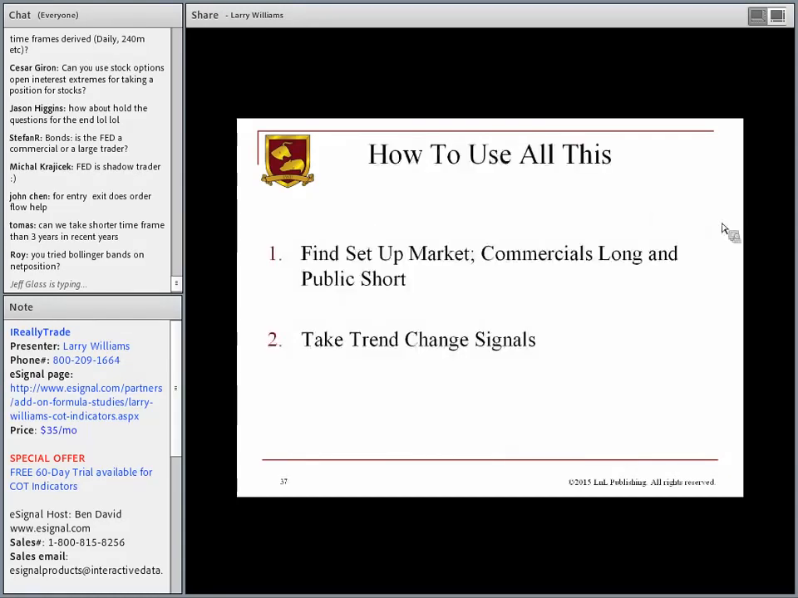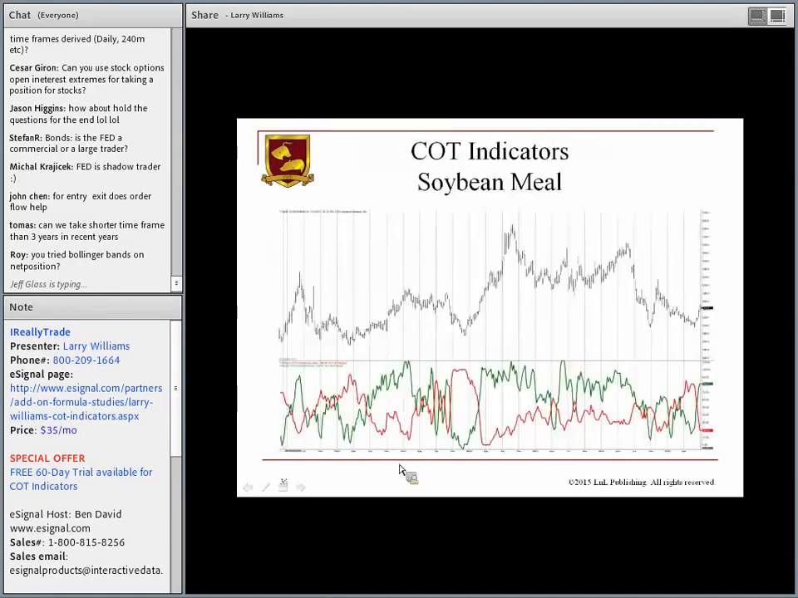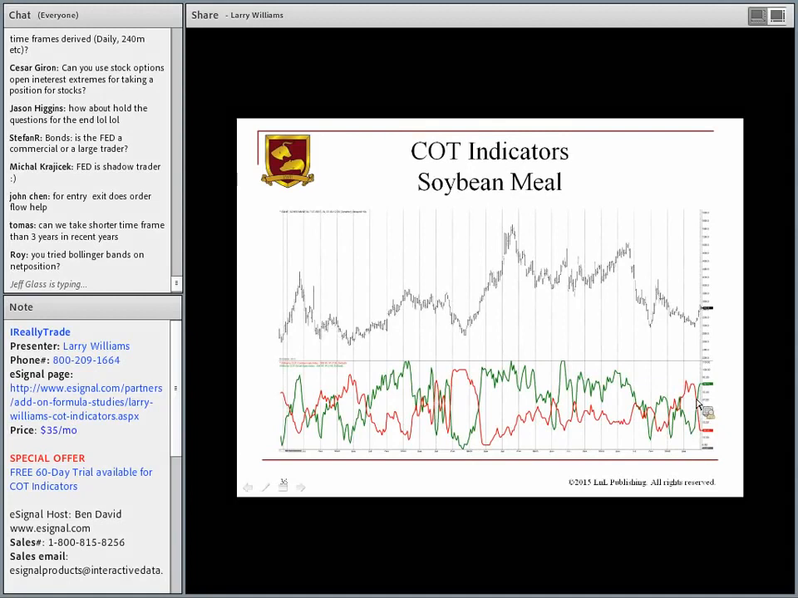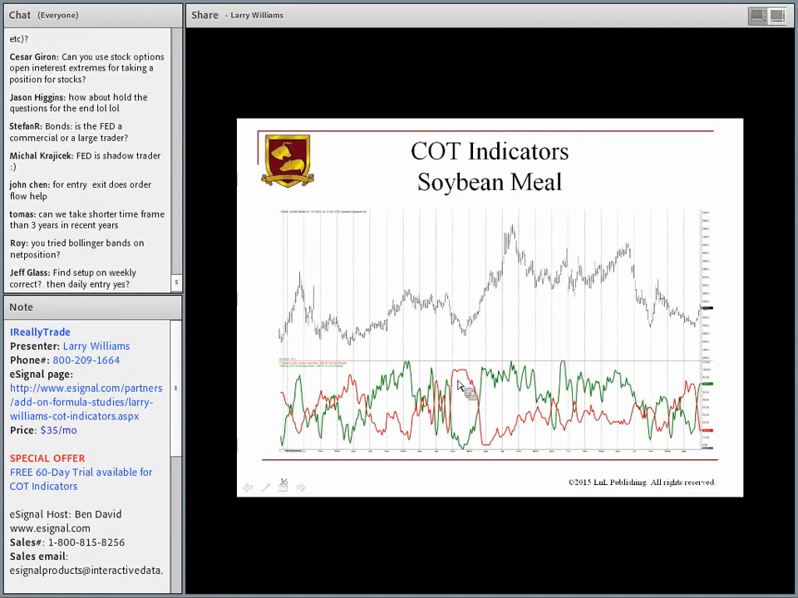So here's how I use all this. First, I want to find a setup market. I want the commercials long and the public short. That's the first thing, right? Commercials long here and public short. Commercials long over here and public short. So we're in that 60-70% bullishness of the red line, and the green line, the small guys, is real low, so they want to buy the market or they're short, and the commercials are buying. I want to be a buyer. So I don't have many trading opportunities, do I here?